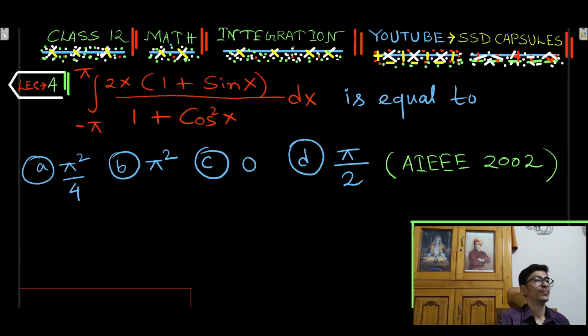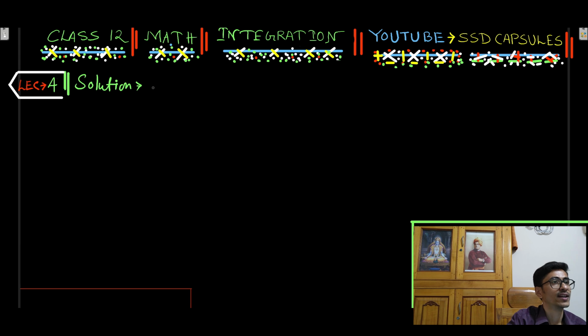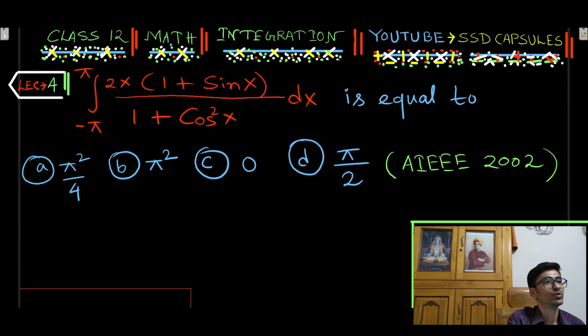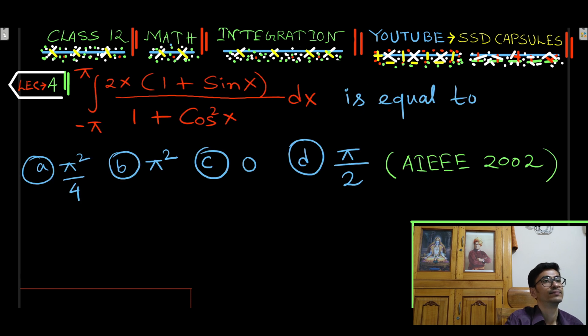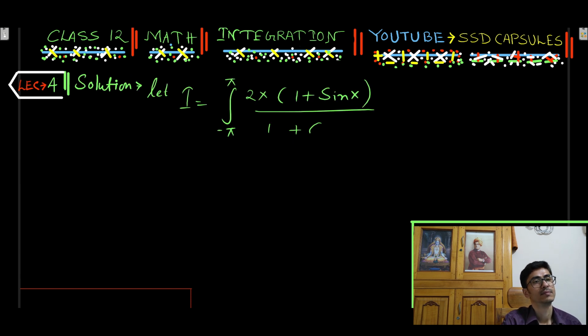So here is the problem: the integral from minus pi to pi of f(x) dx, where f(x) equals 2x(1 + sin x) by 1 + cos square x. So let us write down this problem. Let I equal to the integral from minus pi to pi of 2x(1 + sin x) by 1 + cos square x dx.